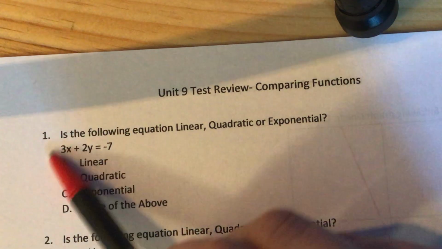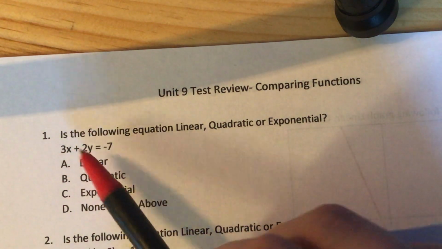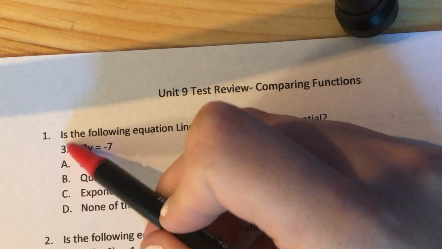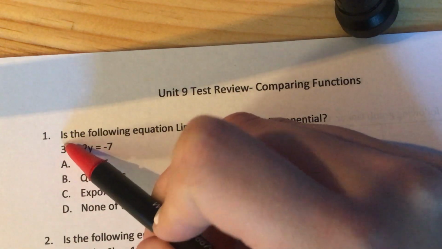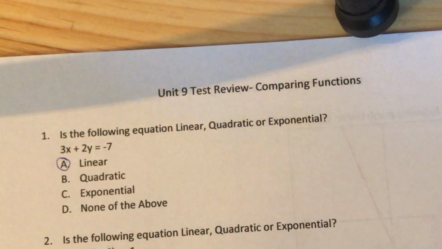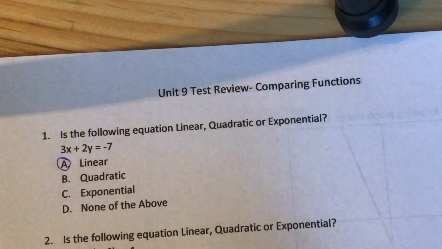Okay, so let's look at this first equation. Looking at this, we always want to look at the x. If the x is not squared and it's not in the powers place, we know that it's a linear function. Okay. Then let's move on to this one.